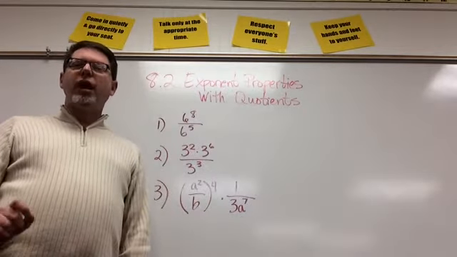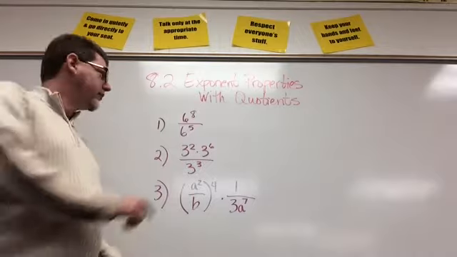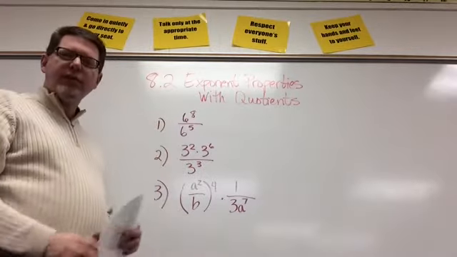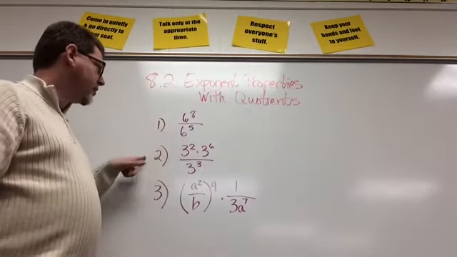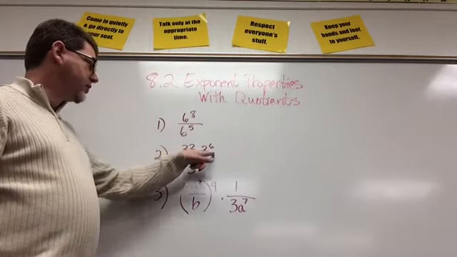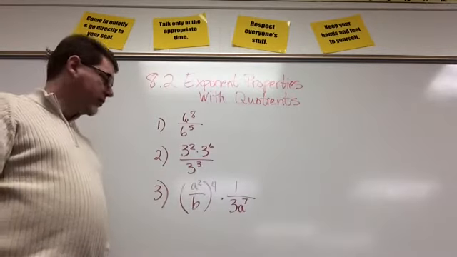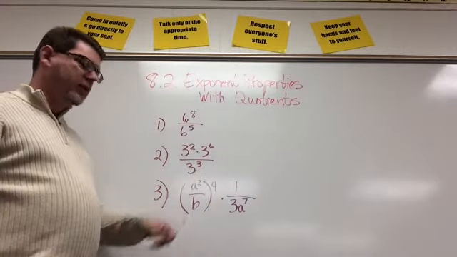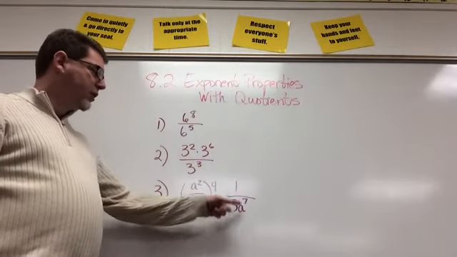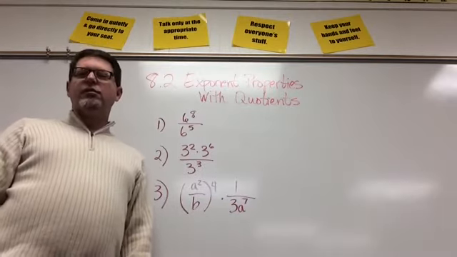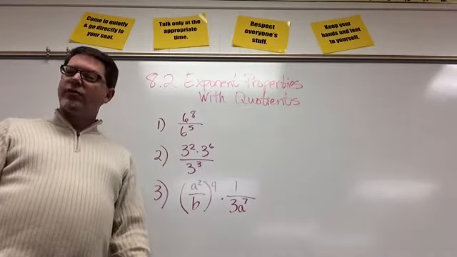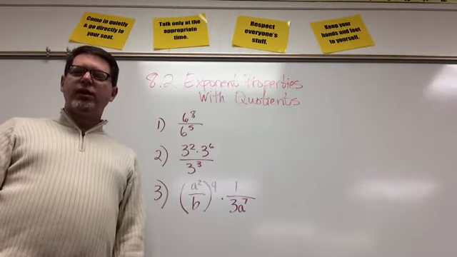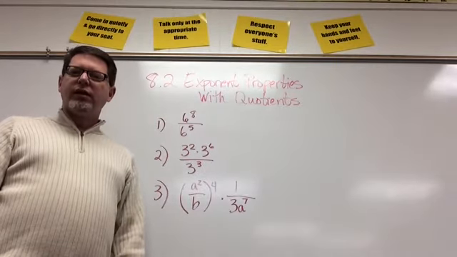Here are your 3 practice problems for tonight. The first one is 6 to the 8th divided by 6 to the 5th power. The second one is 3 squared times 3 to the 6th divided by 3 to the 3rd power. And number 3 is a squared over b all raised to the 4th power times 1 over 3a to the 7th power. Take a picture of those when you're finished and submit them through Edmodo so I can see how you did.